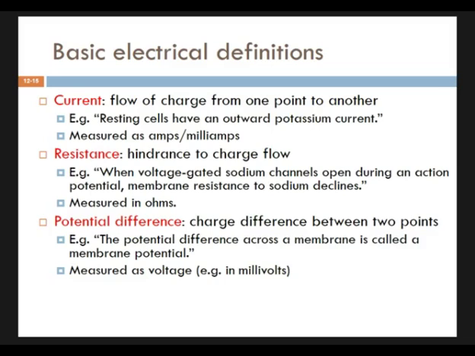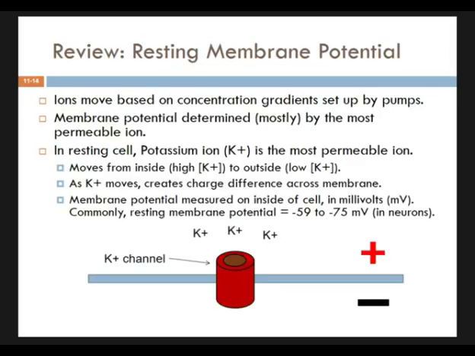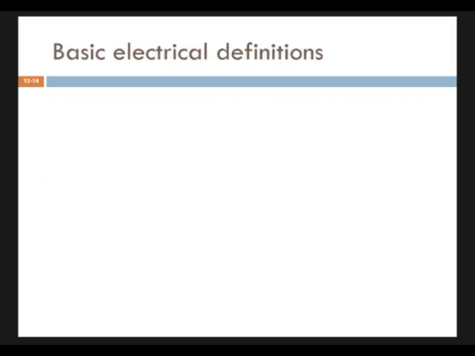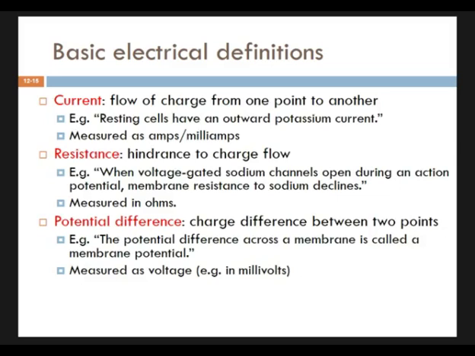On the last slide we said we had more positive ions on the outside and more negative charges on the inside. I'm going to go back. So here we've got a potential difference. That's a membrane potential across this membrane, because there are more positive charges over here and more negative charges over here. So that's all that term means. The potential difference means there's some kind of charge difference between two points. Usually that would be the inside and the outside of a membrane.